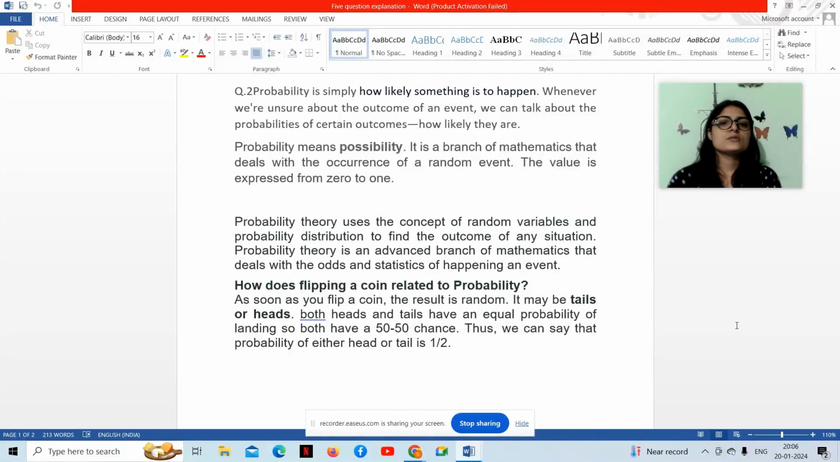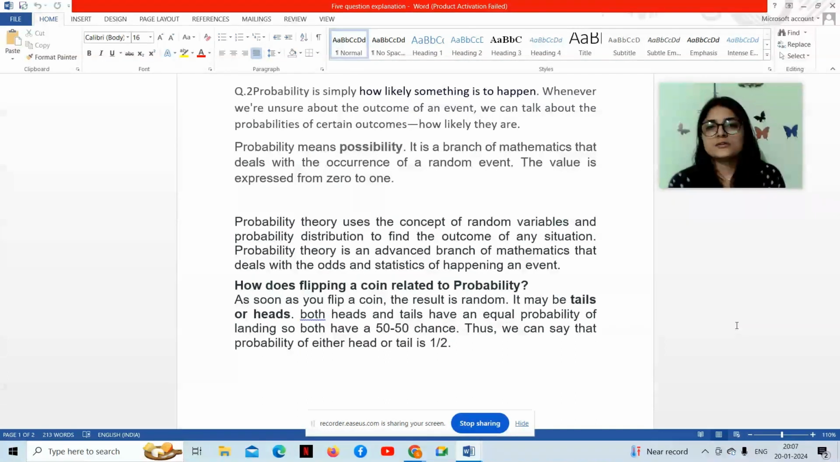So probability theory uses the concept of random variables and probability distribution to find the outcome of any situation, right? Probability theory is an advanced branch that deals with odds and statistics of an event happening. But in real life, we can understand probability as a possibility that can have multiple or several outcomes, right? Or certain outcomes. So for example, the flip of a coin, it's very familiar.